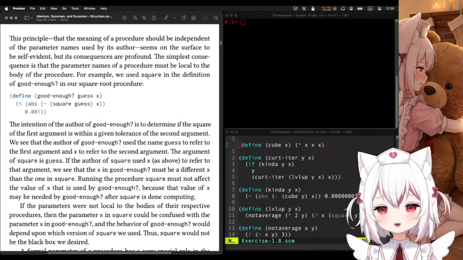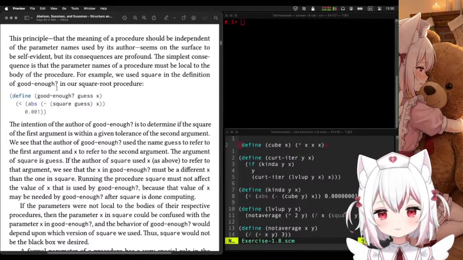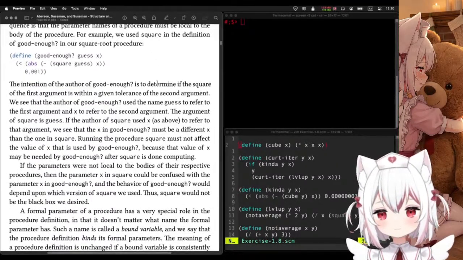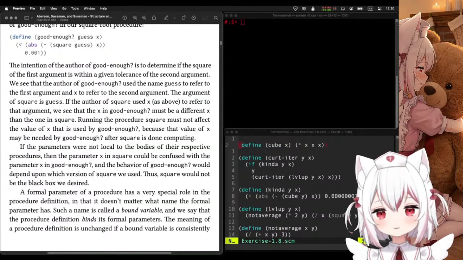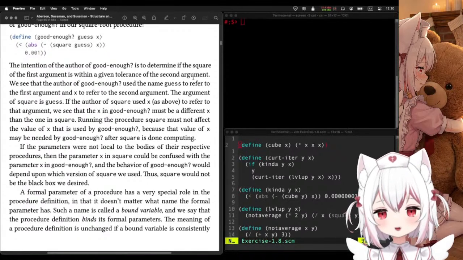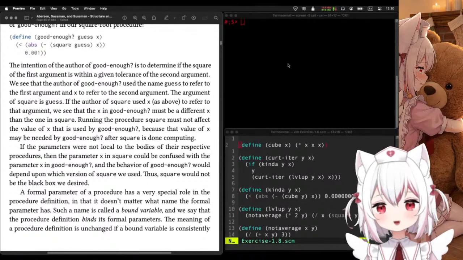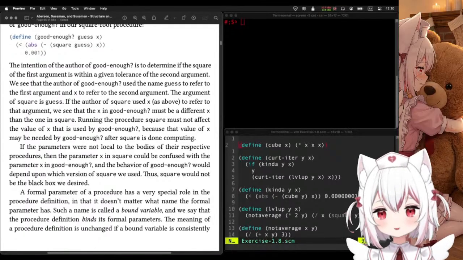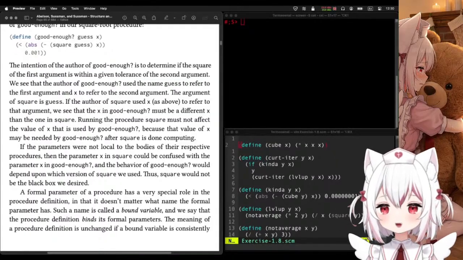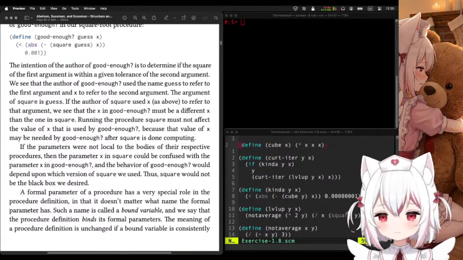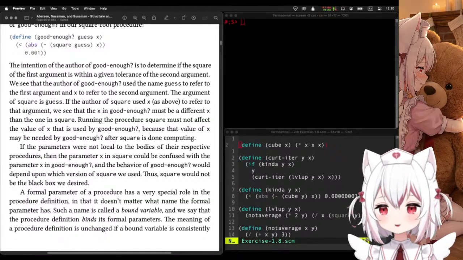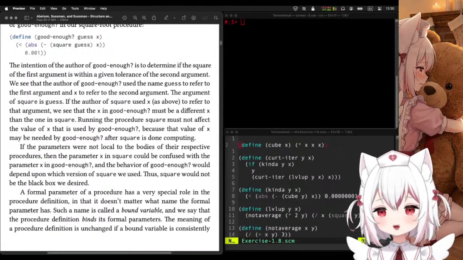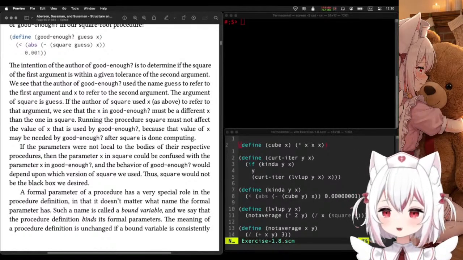For example, we use square in the definition of good enough in our square root procedure. The intention of the author of good enough is to determine if the square of the first argument is within a given tolerance of the second argument. We see that the author of good enough used the name guess to refer to the first argument and x to refer to the second argument. The argument of square is guess. If the author of square used x as above to refer to that argument, we see that the x in good enough must be a different x than the one in square.